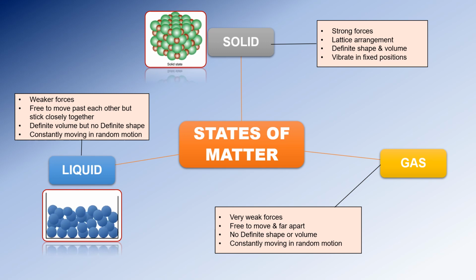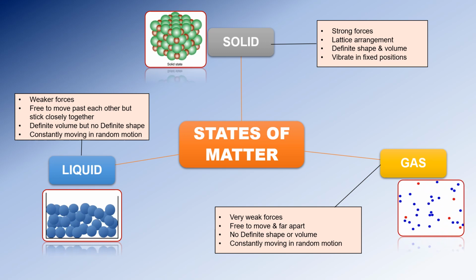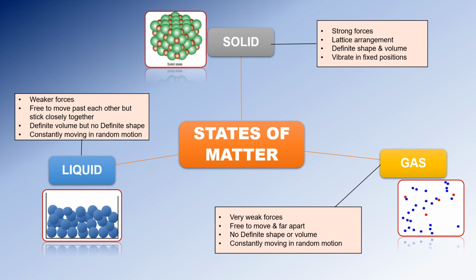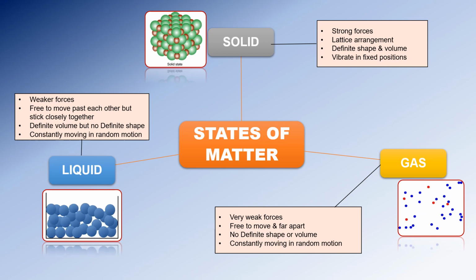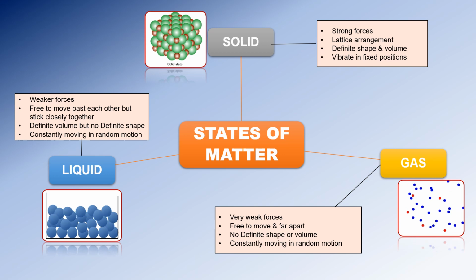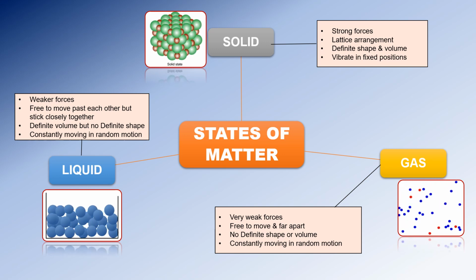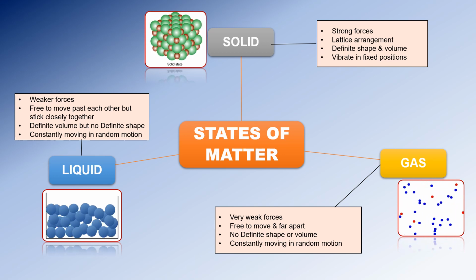Now, gases. In gases, the forces of attraction between particles are very weak. So they are free to move and they are very far apart. So their intermolecular spaces are very large. The particles in gases travel in straight lines. Gases do not have a definite shape nor a definite volume and they can fill any container. Gases also move constantly with random motion. If you increase the temperature of the gas, the faster it can move. Now, gases can expand either when they are heated or when their pressure increases.